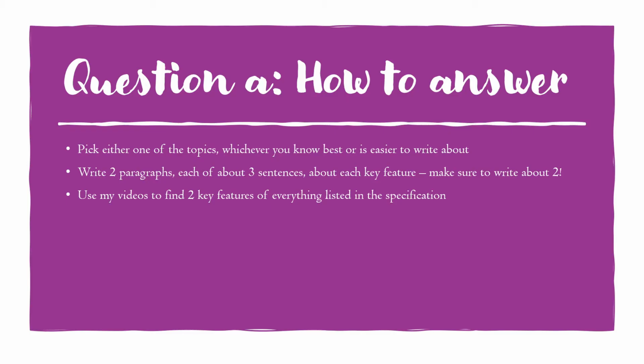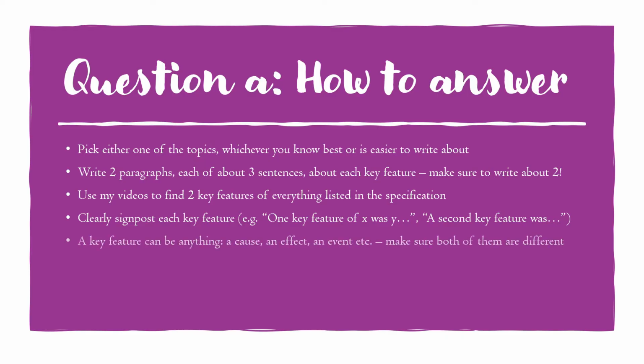My videos on the USA topic, if you're doing that, will be really helpful if you need 2 key features of everything on the specification. Make sure you clearly signpost each feature at the start of each paragraph. So 1 key feature of the flappers was, and then state it, and then the second paragraph, a second key feature was, just so the examiner can see clearly that you're talking about 2 different ones.